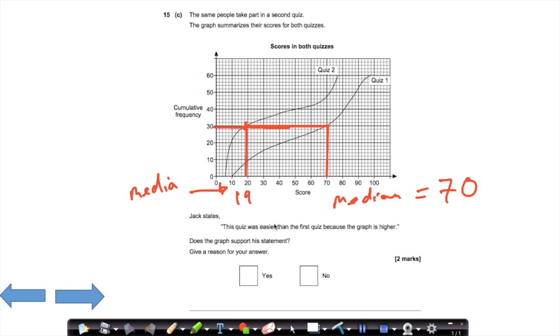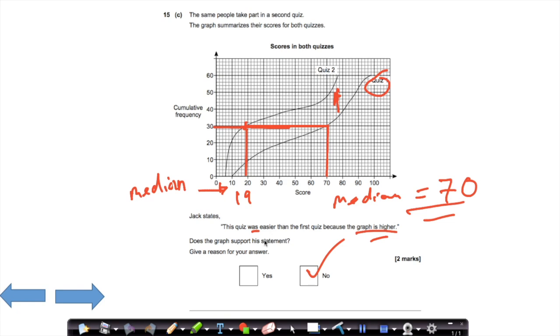Does that help us? Well, the quiz is easy because does this graph support the statement? No, because being higher actually doesn't mean anything about it being easier. The median is one way of comparing, and actually the median for quiz 1 was higher. So the median was 70. The median for the first quiz was 19. Therefore, you actually say that quiz 1 was easier. So this is not supported by it. It will also make you suspicious because that's a very vague statement.